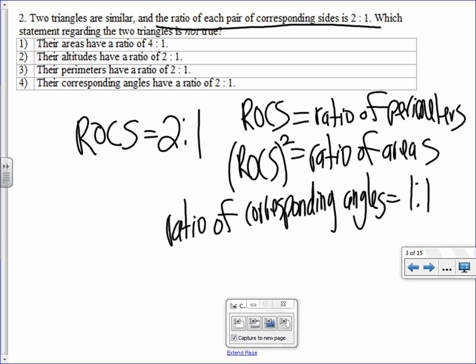So, which is not true? Their areas have a ratio of 4 to 1. Yes, 2 squared is 4, 1 squared is 1. Their altitudes are like the sides, so it should be the same, 2 to 1. That one is good. Their perimeters should be the same, it is, 2 to 1. The corresponding angles, no. The corresponding angles should be 1 to 1. So that one is not true. Choice 4.